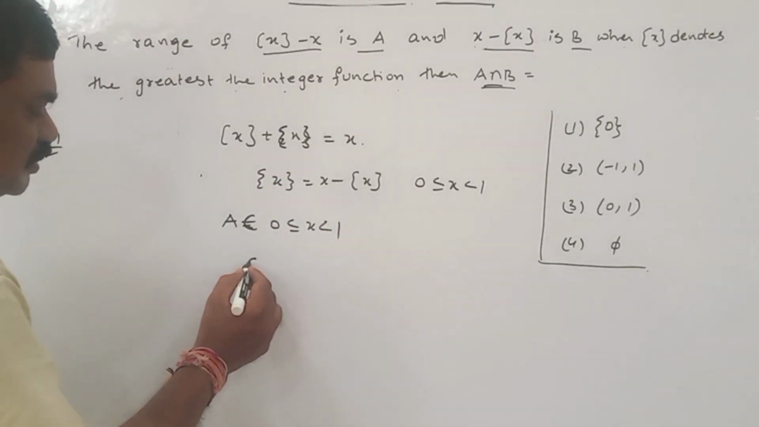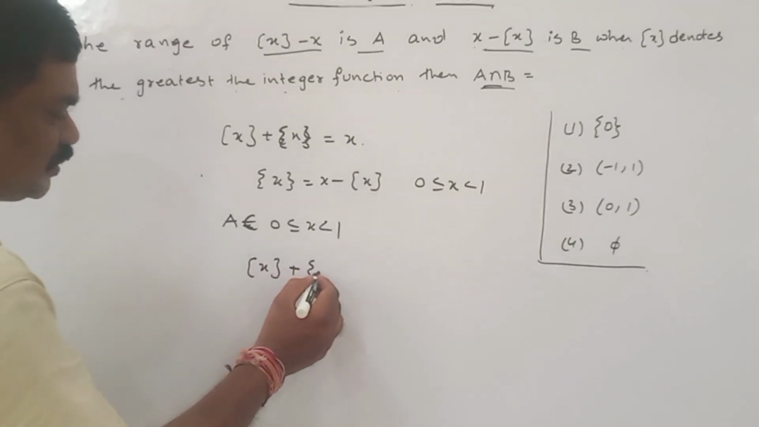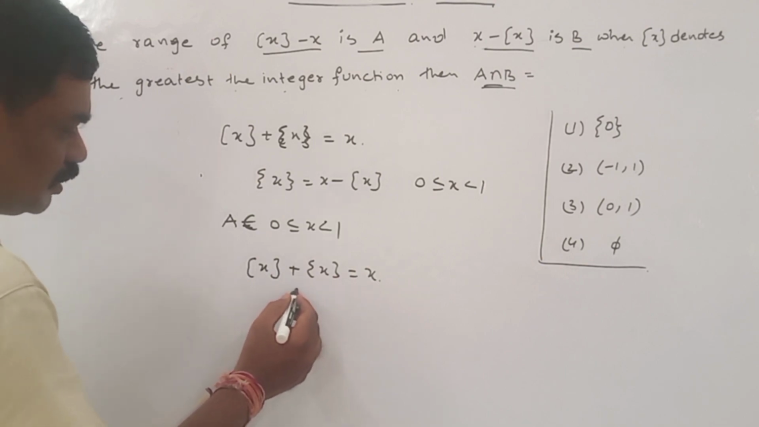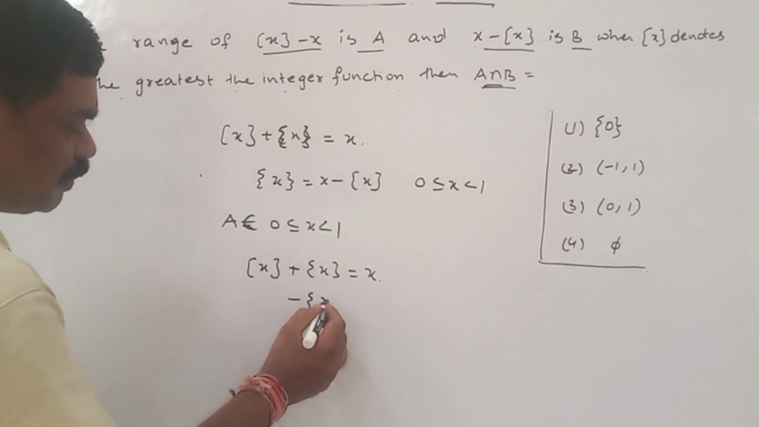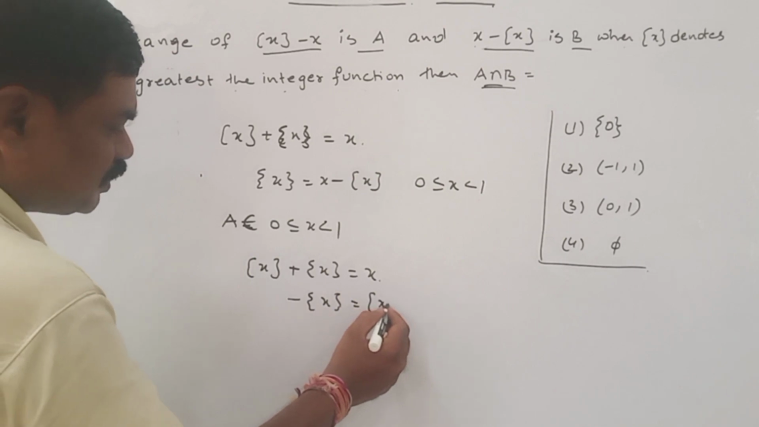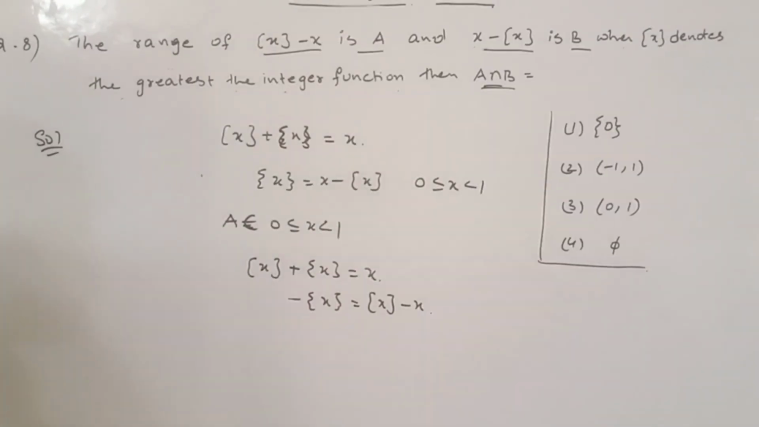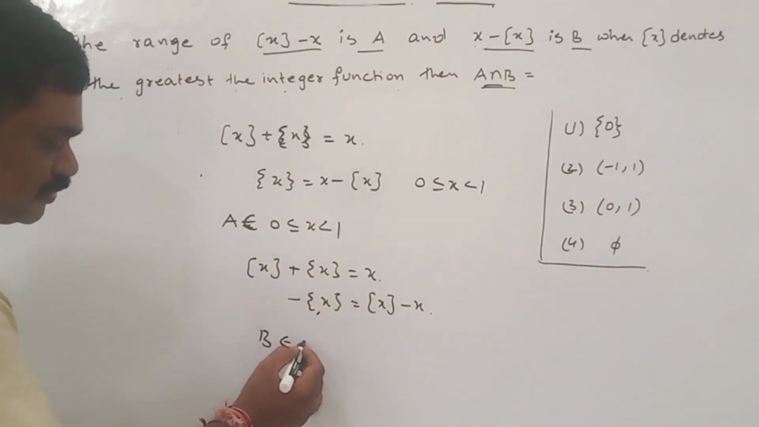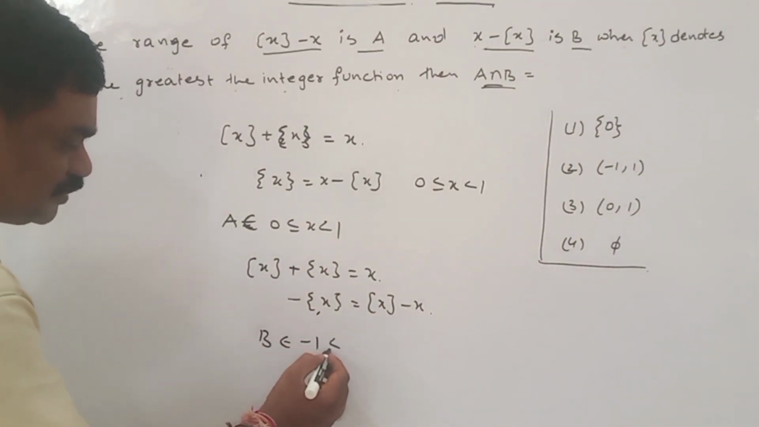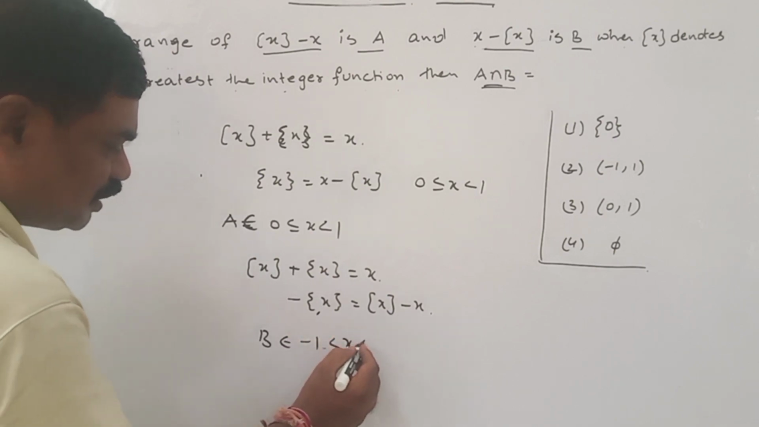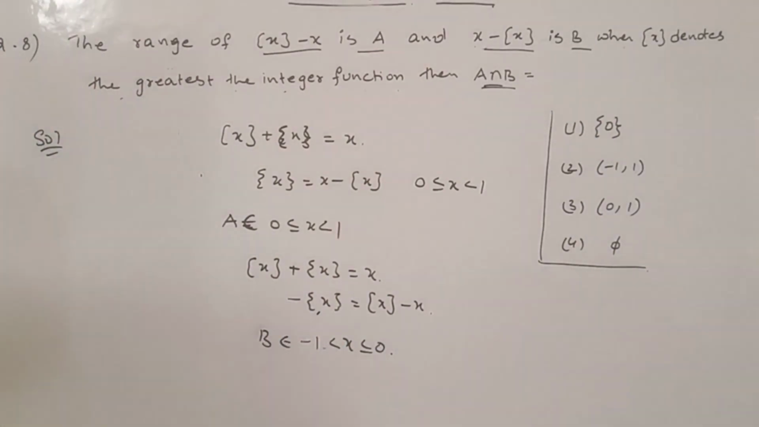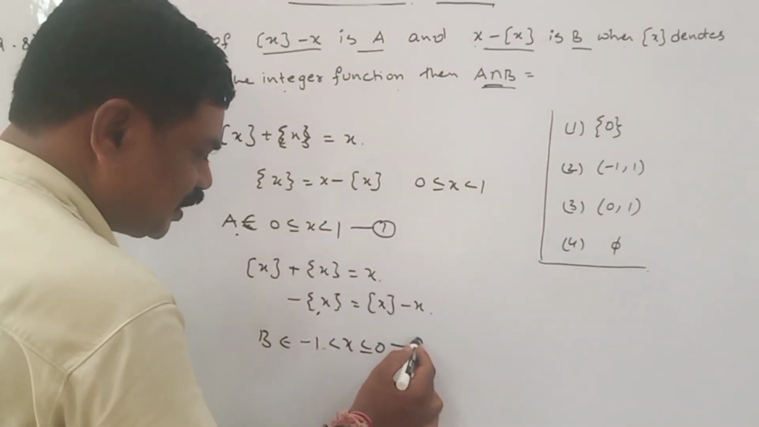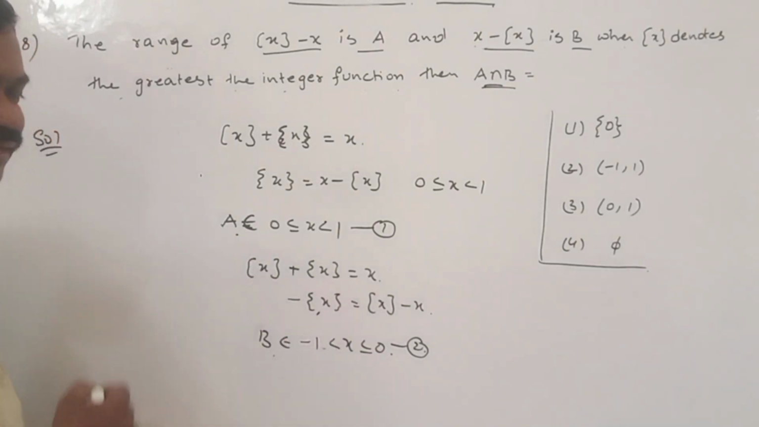And here [x] plus the fractional part of x is equal to x, and minus the fractional part of x is equal to [x] minus x. That means this value B belongs to minus 1 less than x less than or equal to 0. This is the first condition, this is the second condition, set A, set B.